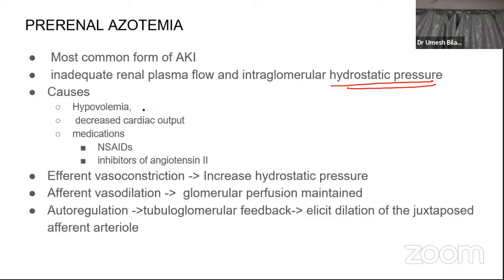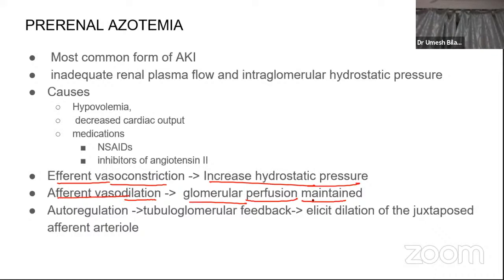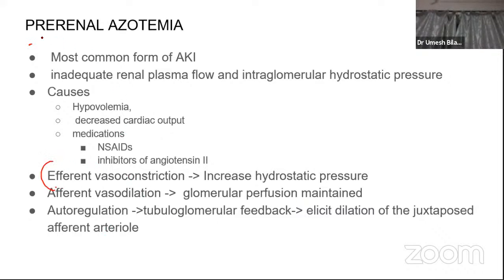The causes are, as I told you, azotemia, hypovolemia, decreased cardiac output, and these medications, which I discussed also. Afferent vasoconstriction is required to maintain the hydrostatic pressure. Afferent vasodilatation is required to maintain the glomerular perfusion. If there is a failure in this, renal azotemia will happen.